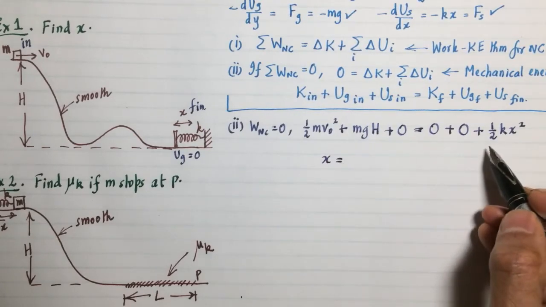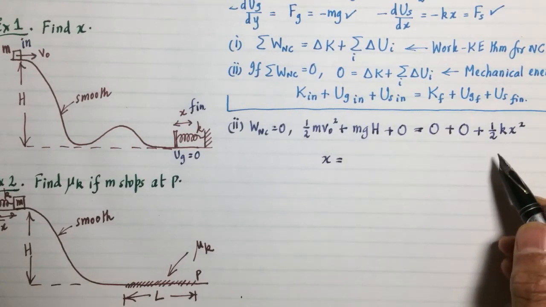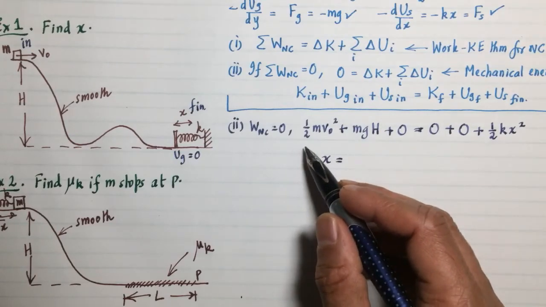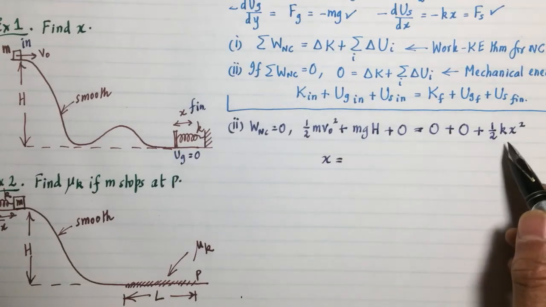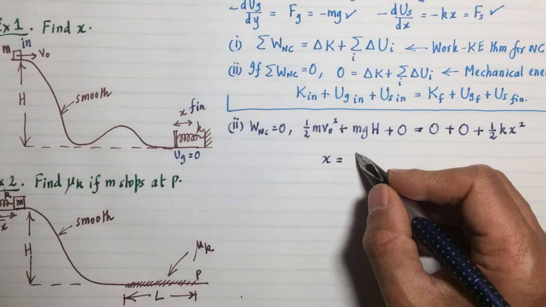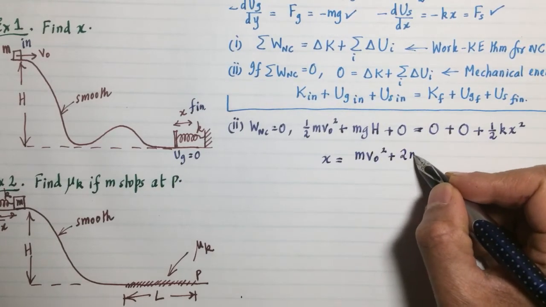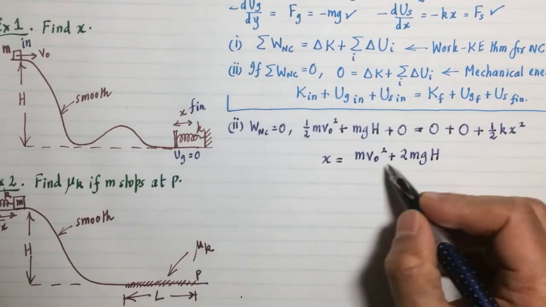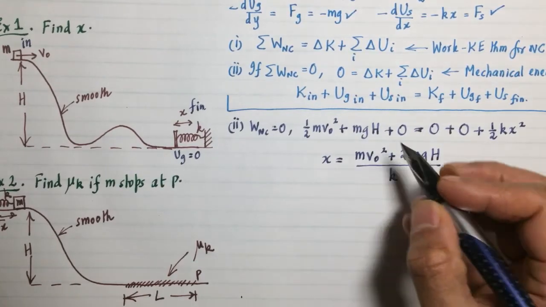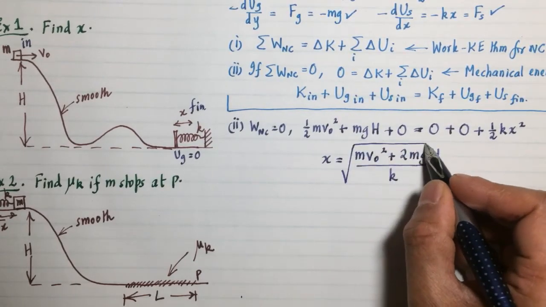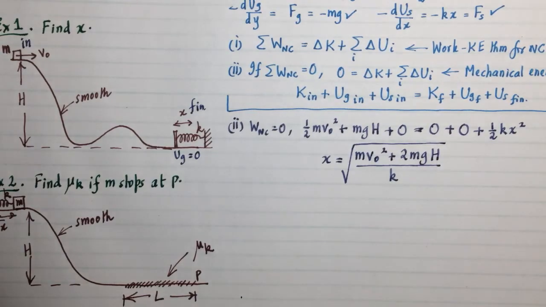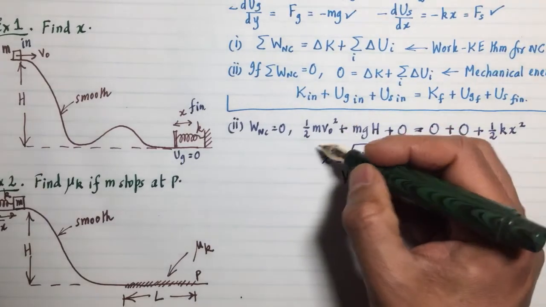That one-line equation is our answer. Solving for x, multiplying both sides by 2, I get rid of the half, and then I divide both sides by k and then take the square root. That's brilliant. In one line, we have been able to solve a physics problem. This is only possible with energy methods.